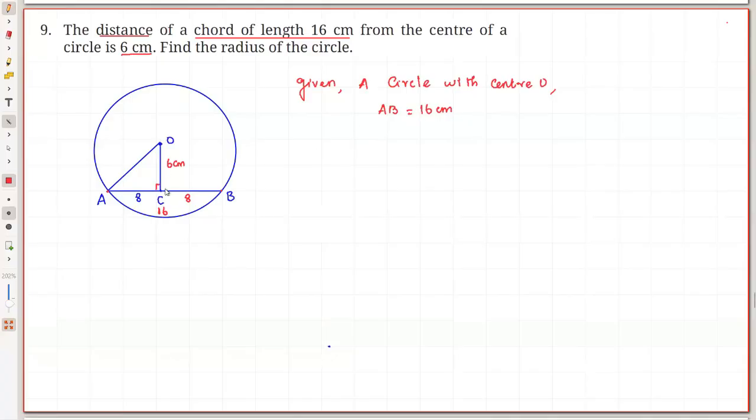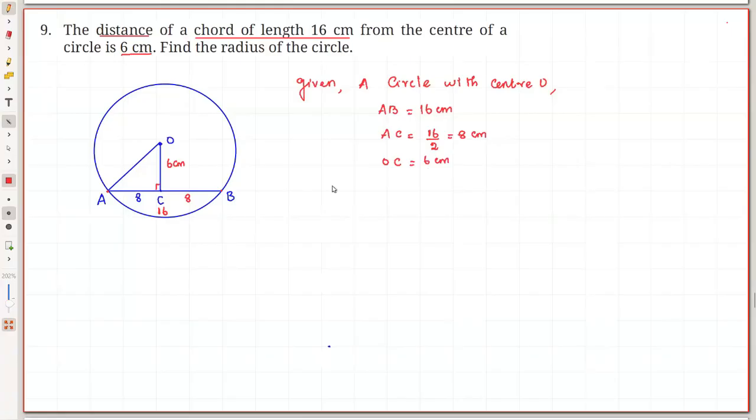Now we know that the perpendicular bisects the chord. That means AC is going to be half of 16. AC is equal to half of 16, that is nothing but 8 centimeter. Now OC is given in the question as 6 centimeter. The distance from the center to the chord is 6 centimeter.